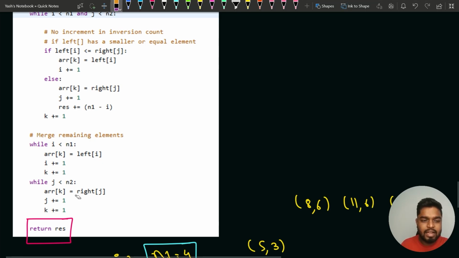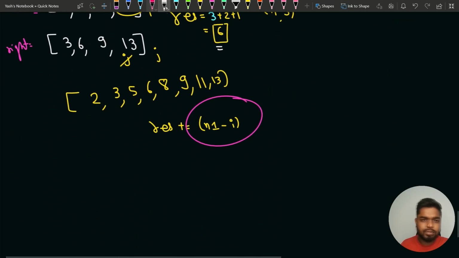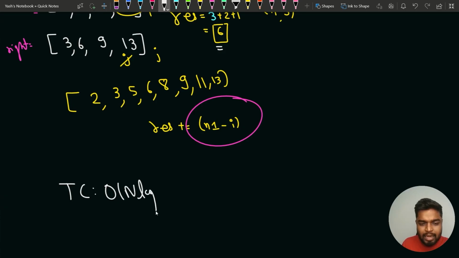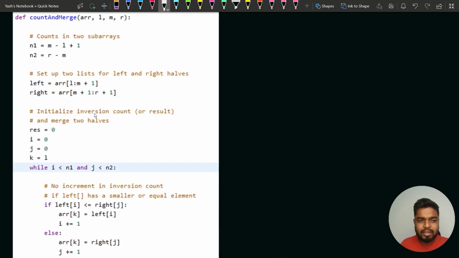Now, if you see, how much time would this take? Since we are only applying the concept of merge sorting, the time complexity would be order of n log n, because we are not taking any more time than n log n for sorting purposes. And the space complexity would be order of n, because we are using arrays here, and internally when we apply merge sort, it takes order of n space.